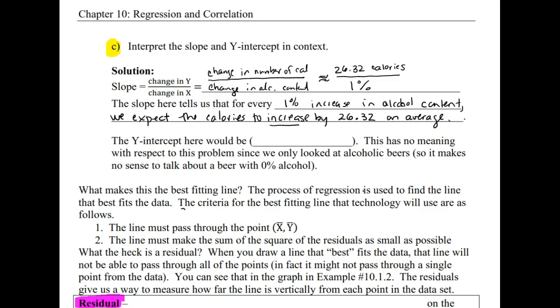The y-intercept here would be at 0%. We plug in 0, and the output was 25.03 calories. This has no meaning with respect to this problem since we're only looking at alcoholic beers, so it makes no sense to talk about a beer with 0% alcohol. The key thing here, the relationship we're really interested in, is the relationship described by the slope.